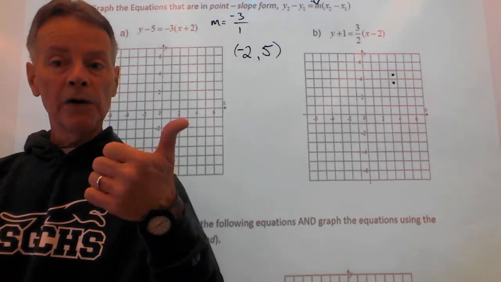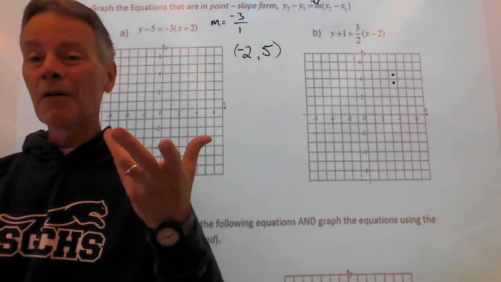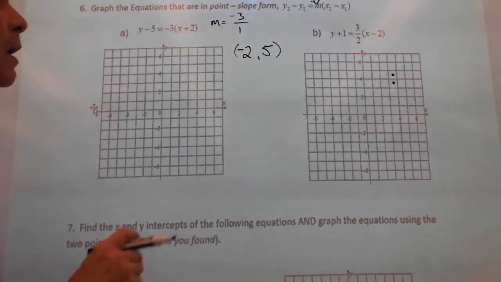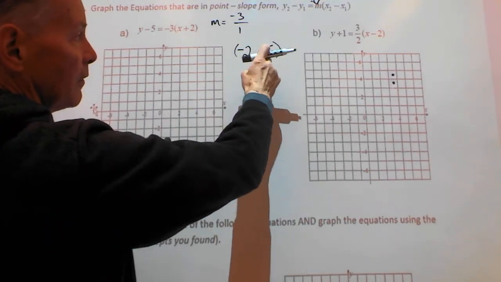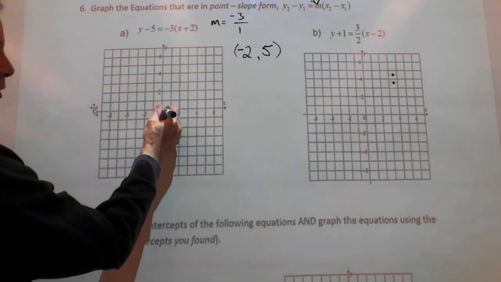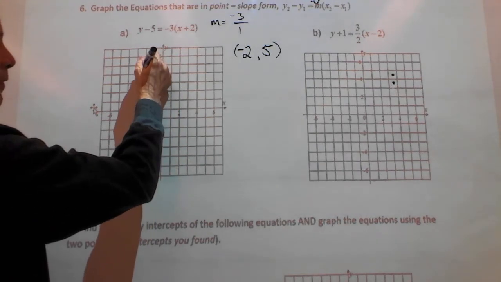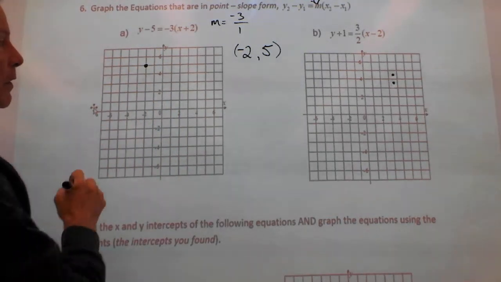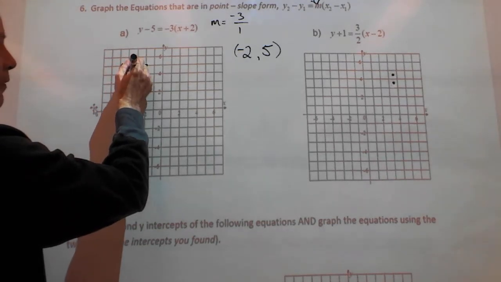Now you have a point and you have the slope, so we're kind of right where we were in the last question. You can plot your point, -2 and 5, so starting at the origin, you go -2 and 5. There's our point at -2 and 5.